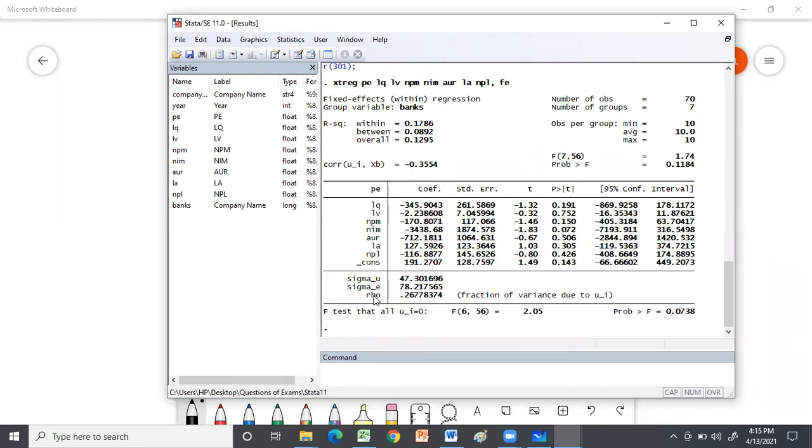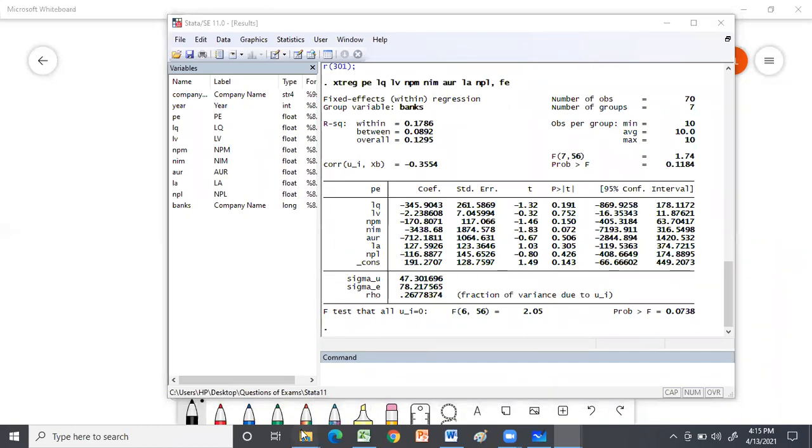26.77% variation in the dependent variable, which is actually price earning ratio, happens due to the differences across the panels. Because of the difference in the panels' error terms, the deviation or variation in the dependent variable, price earning ratio, happens, and this ratio is 26.77% variation. 26.77% variation in the dependent variable P/E ratio happened because of the differences across the panels.